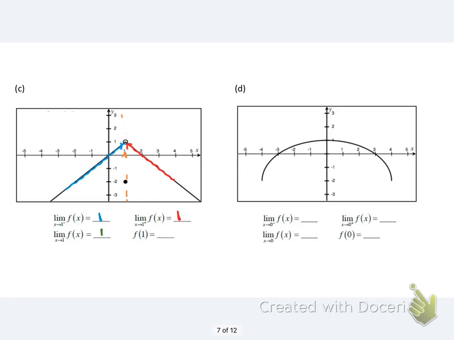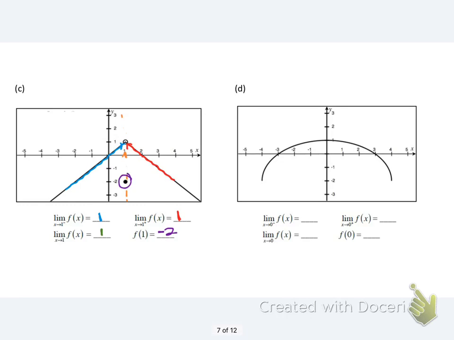Now, is it defined there? No, it's not defined up at the top. It's defined right here. That closed circle is where the function is defined for that x value. So f of 1 is -2, because that's the y value.